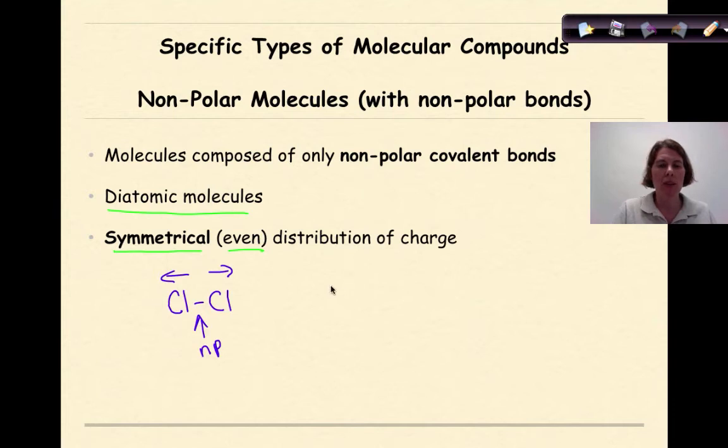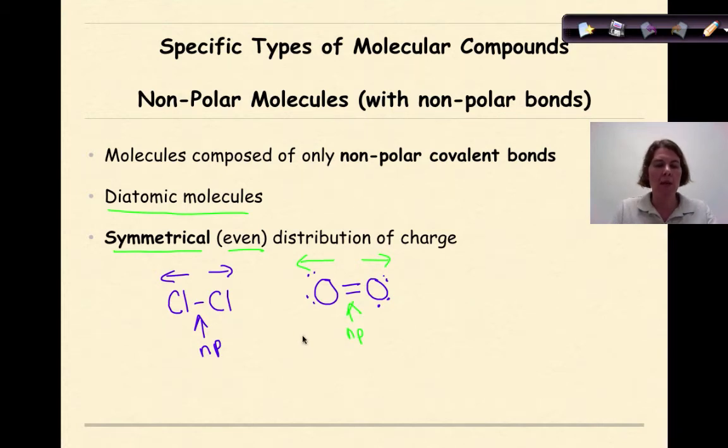Another example could be diatomic oxygen. Here we have our oxygens with two shared pairs and lone pairs of electrons. I'm going to put them at little angles just to change it up a little bit. Again, the electrons being shared in the middle are pulled evenly in two directions. The bonds here are nonpolar because there's zero difference in electronegativity. Therefore, the molecule as a whole is also nonpolar.